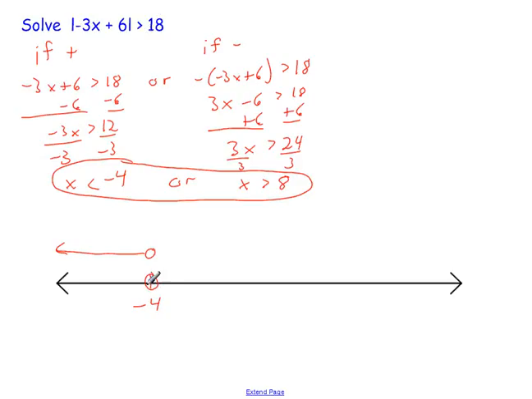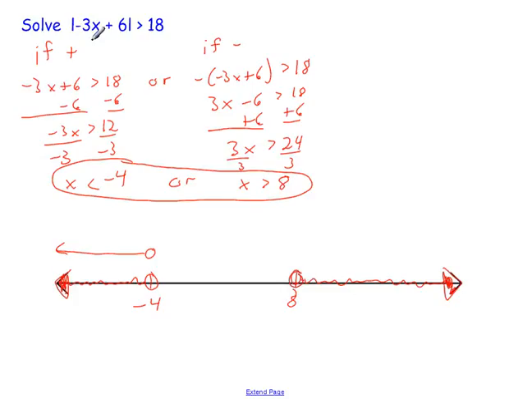Highlight your arrow, and it's greater than 8. Circle it, and shade in this direction. Now remember what these solutions mean. This means if I choose any value less than -4, it will work in this equation to make this true. If I choose any value greater than 8, I can plug it in for x, and it will make the inequality true.